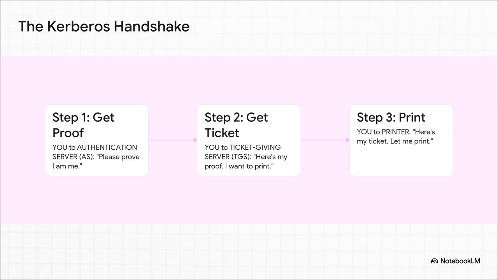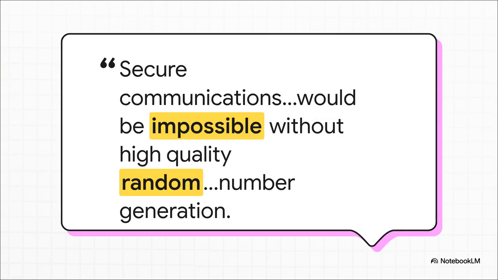Then you take that master ticket to a second bouncer, the ticket granting server, and you say, hey, I need to use the printer. It gives you a special one-time use ticket just for that printer. Finally, you walk up to the printer, show it your ticket, and boom, you're in. What's so genius about this is that it neatly separates proving who you are from proving what you're allowed to do. So this whole system of bouncers and tickets is incredibly powerful, but its entire strength hangs on one tiny detail. What are those tickets actually made of?